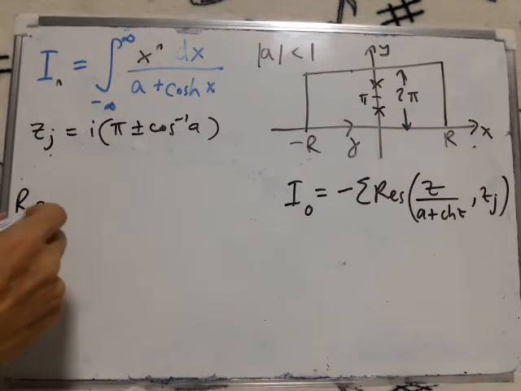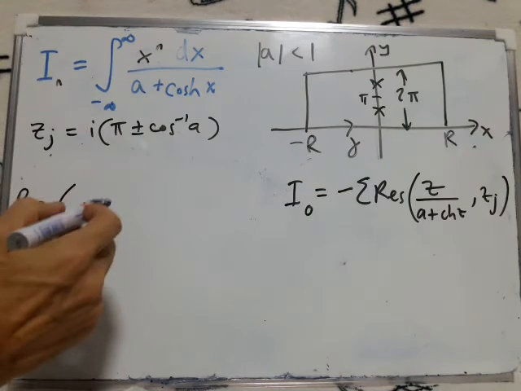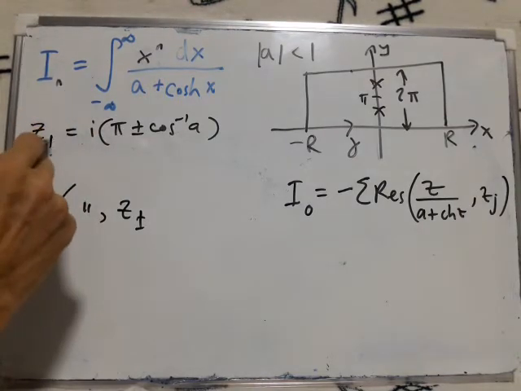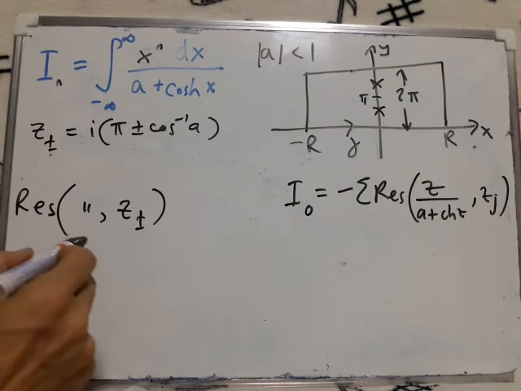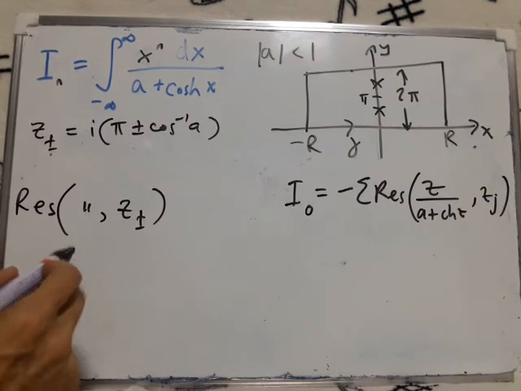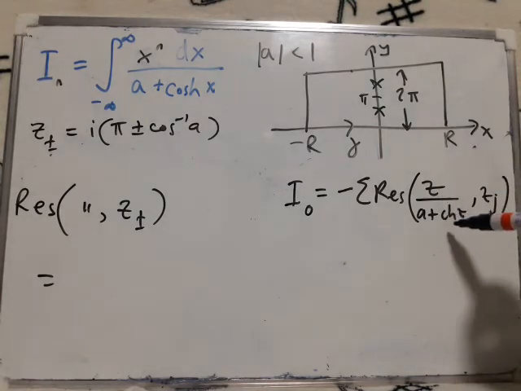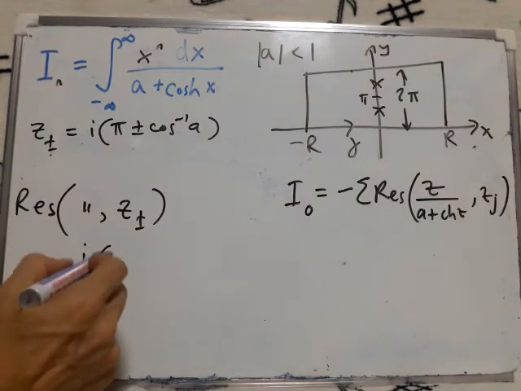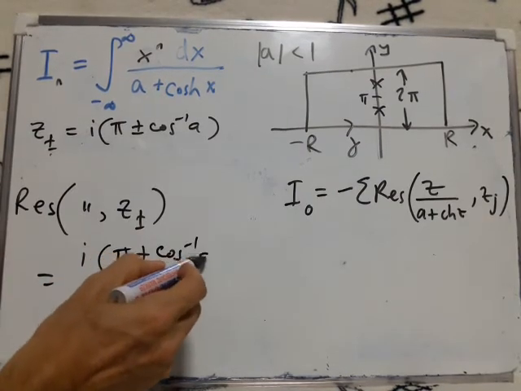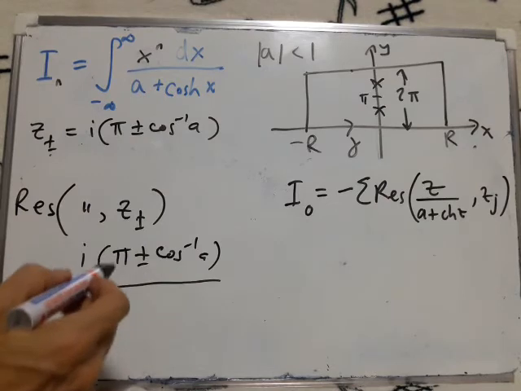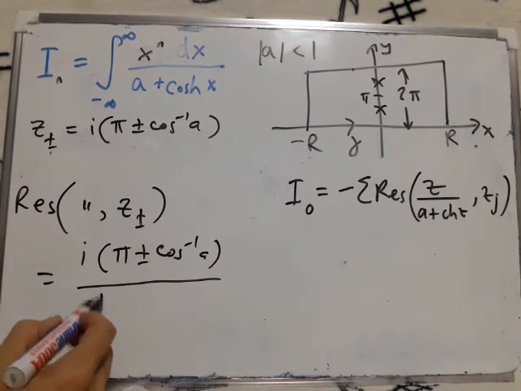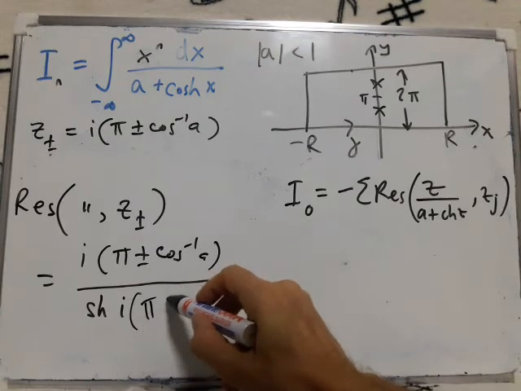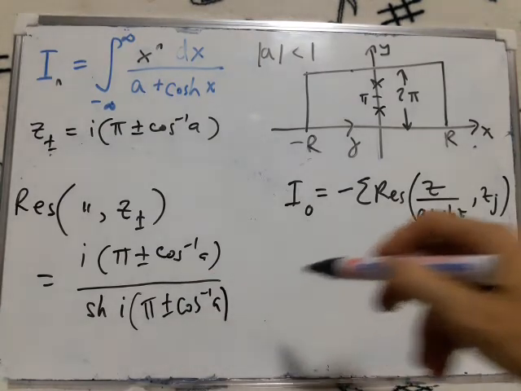So the residue of that function at, I'll just call it z plus or minus, is going to be, we'll do the p over q dashed. So this is p, this is q. So I'll have i times pi plus or minus inverse cos of minus a on the top, and when I differentiate cos I get sine of i times pi plus or minus inverse cos of minus a on the bottom.